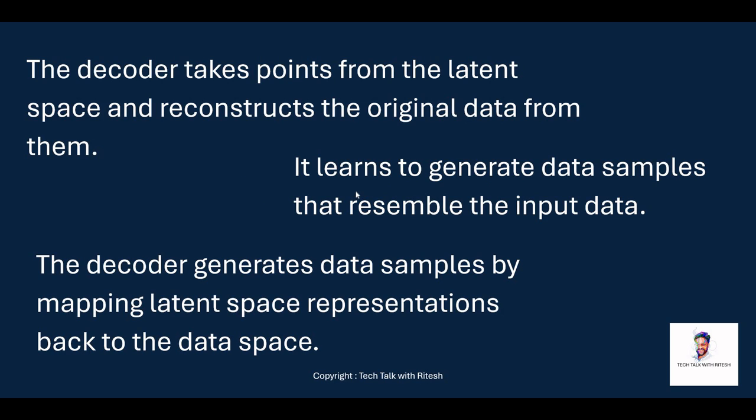Decoder takes points from the latent space and reconstructs the original data from them. It learns to generate data samples that resemble the input data. The decoder generates data samples by mapping latent space representations back to the data space.